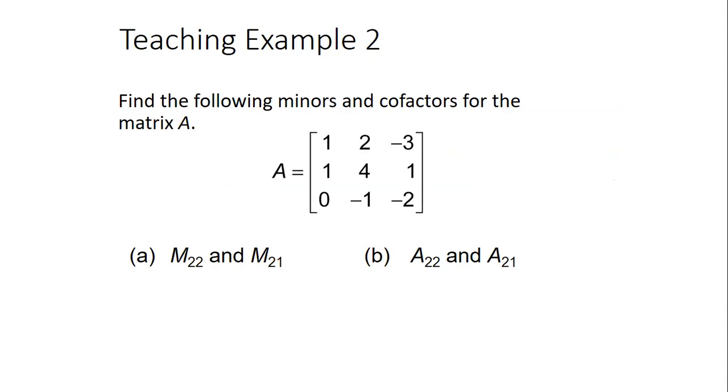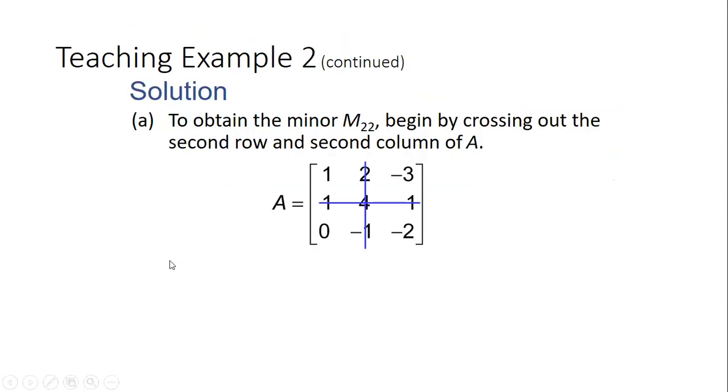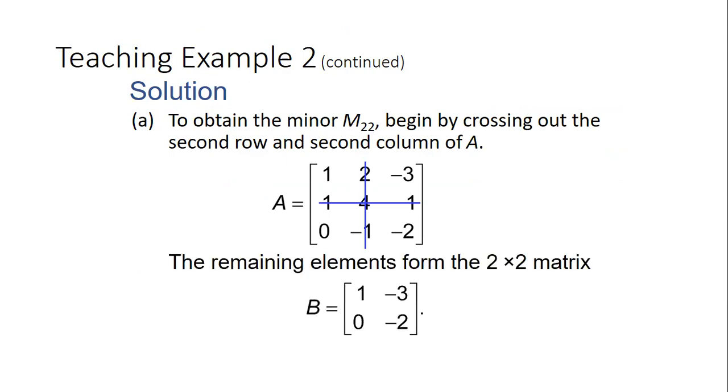Okay. So here, find the following minors and cofactors for the matrix A. If I'm looking for M22, that means I'm crossing out row 2 and column 2. So what I'm left with is this little guy. Does that make sense? If I'm looking for the minor 22, notice the capital M, I'm eliminating row 2 and column 2. The elements that remain are my new matrix, and we're just going to call it matrix B. It's a 2 by 2.